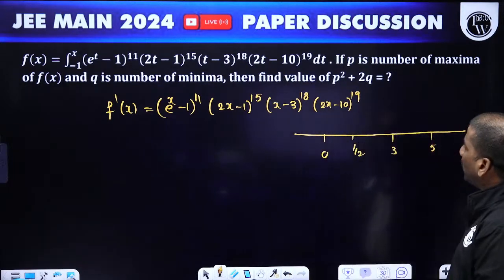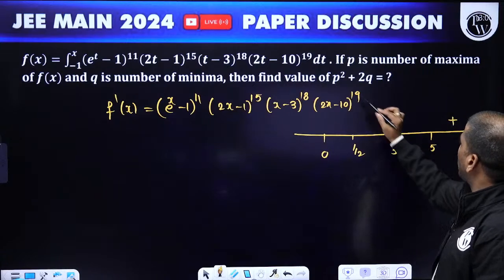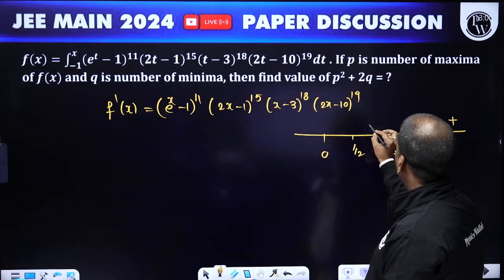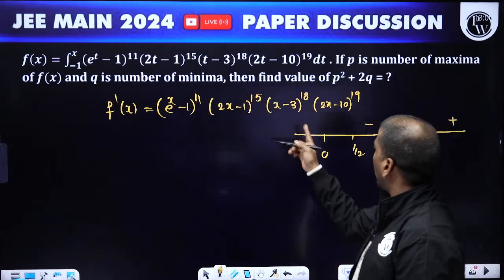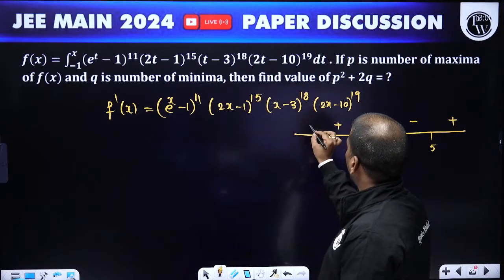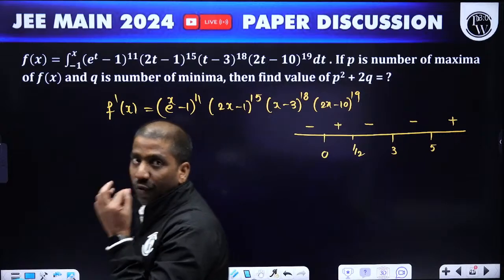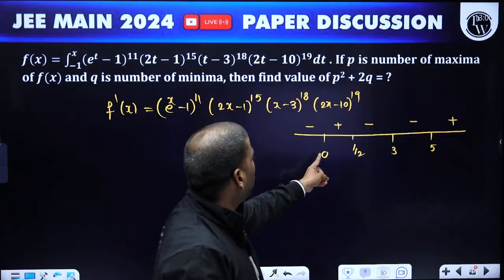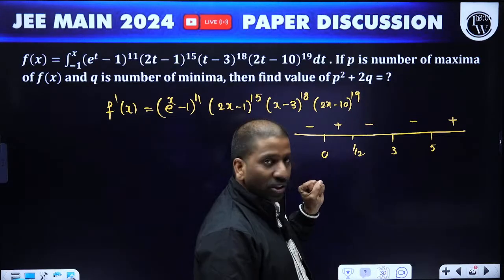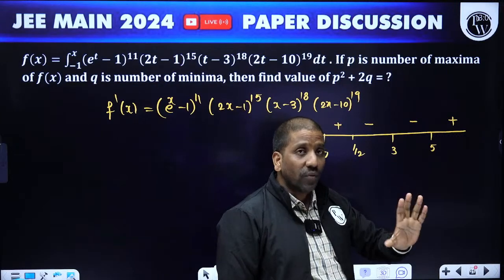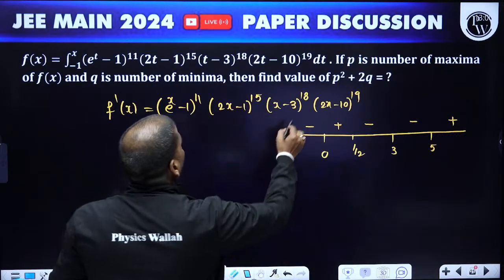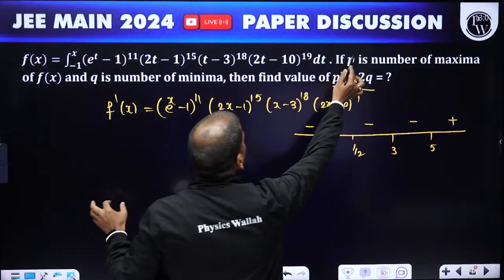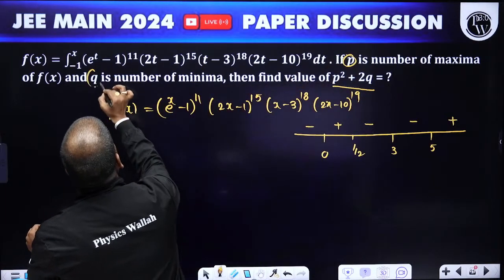Now let's apply the wavy curve method. This is a plus always, its power is 11, 19, so minus, but the power of x minus 3 is 18, an even number, so no sign change, and after that sign changes, again after that sign changes. Right? So if there is a sign change, then only it is a point of extremum. So at 0 sign changes, at 1 by 2 sign changes, and 3 is not a point of extremum. But we want P and Q separately. Number of points of maxima is P, number of points of minima is Q, right?